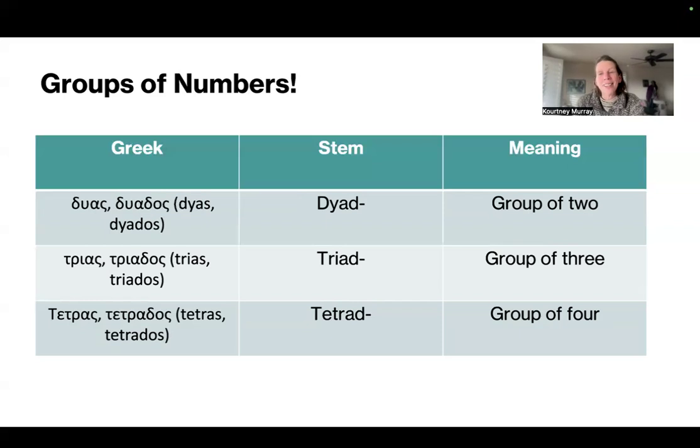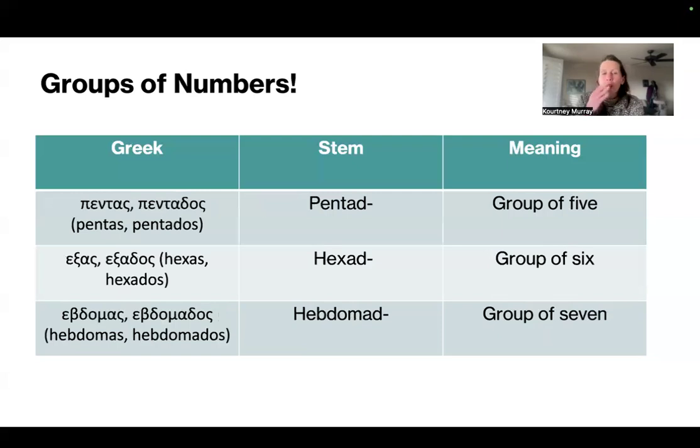And then, just as an added twist, the book gives us groups of numbers. I guess it's kind of groups of specific numerical quantity. And so the book introduces these to us as stems, but I think most of these we just use as nouns by themselves. So a dyad is a group of two. A triad is a group of three. A tetrad is a group of four. Technically, you could throw that in front of something, but for the most part, they kind of stand alone. So those are fine. The book includes many of these, and even I was exhausted by the end.